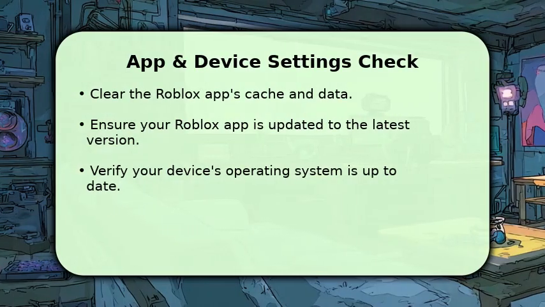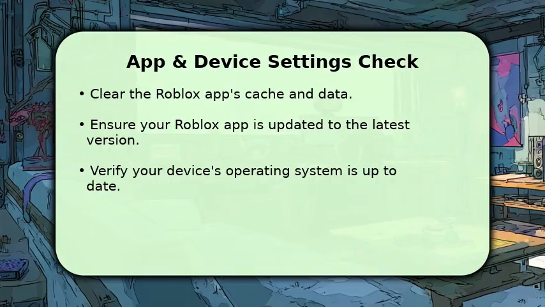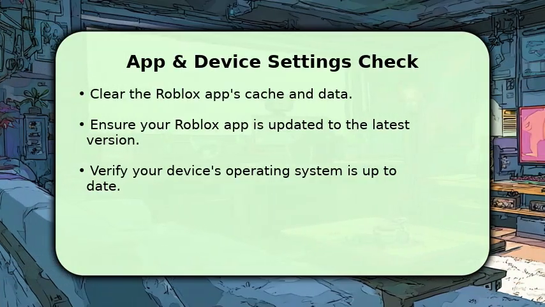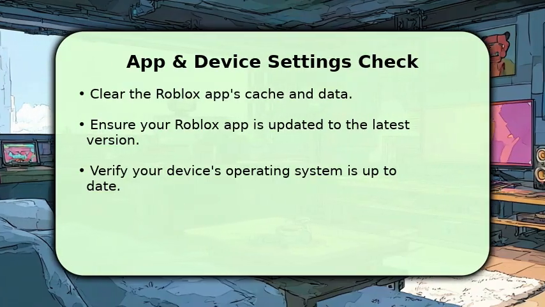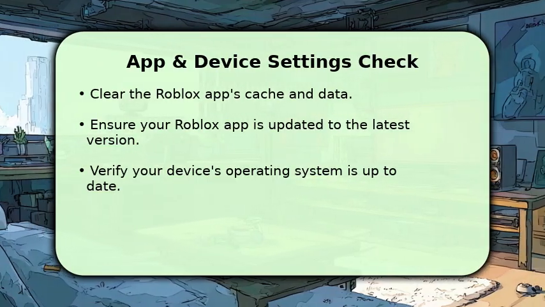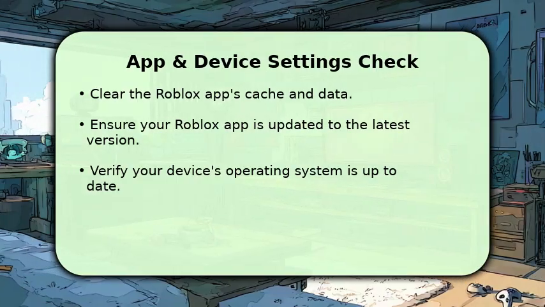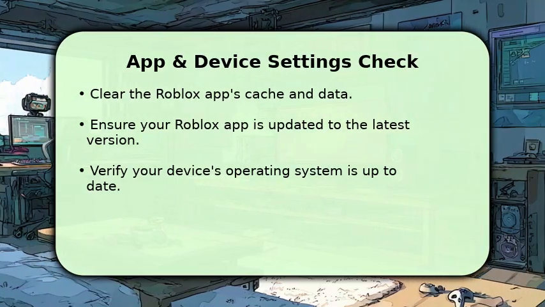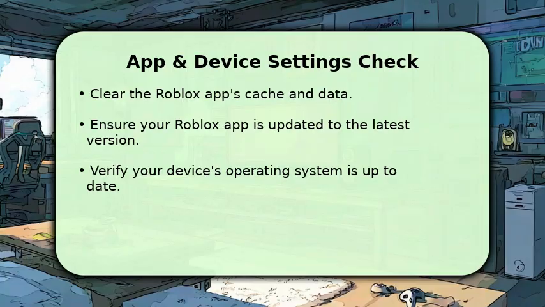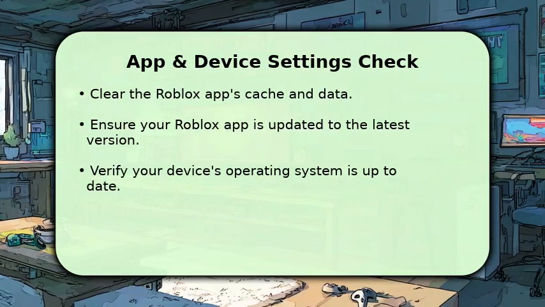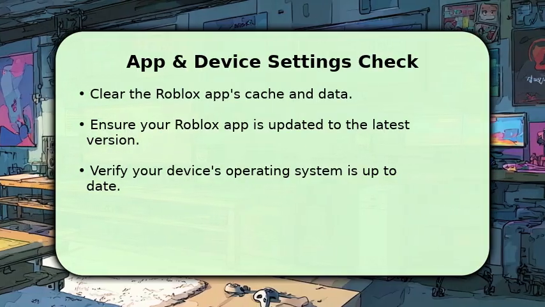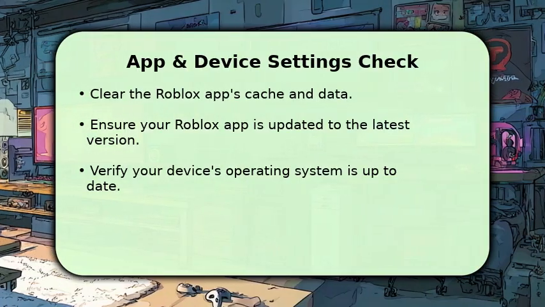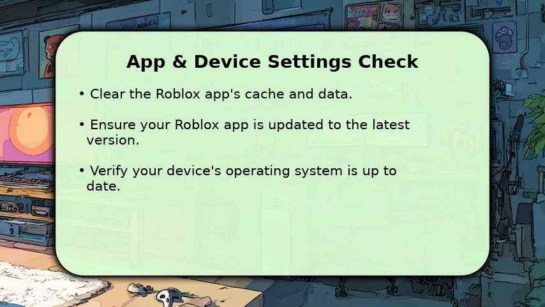If the initial steps don't work, let's dive into app and device settings. Clear the Roblox app's cache and data through your device settings. This removes corrupted temporary files. Make sure your Roblox app is updated to its latest version, as developers frequently release fixes. Also, verify your device's operating system is current. Lastly, confirm you have at least 1 GB of free storage space, as insufficient space can cause performance issues.